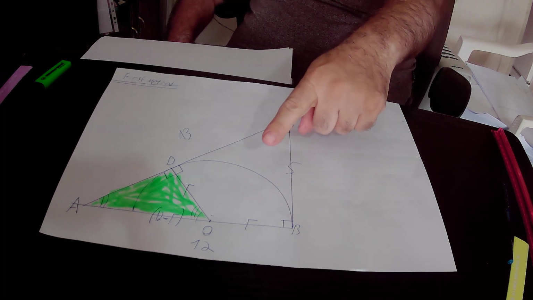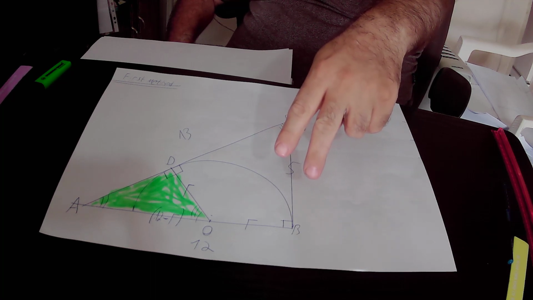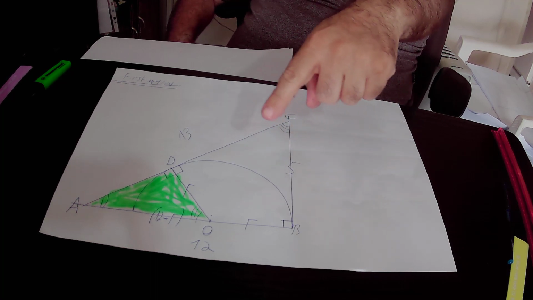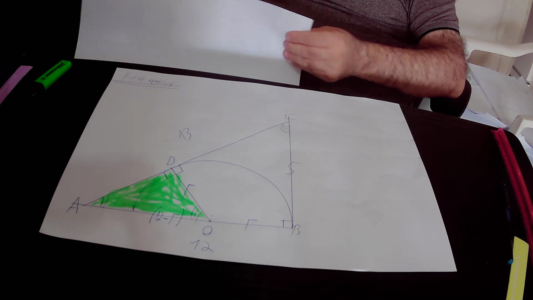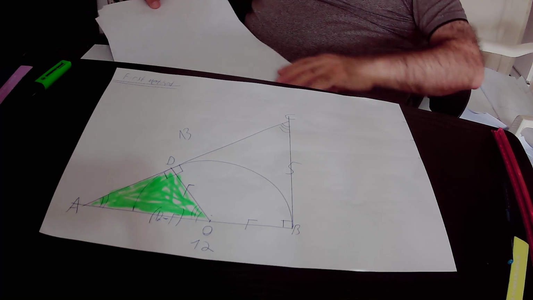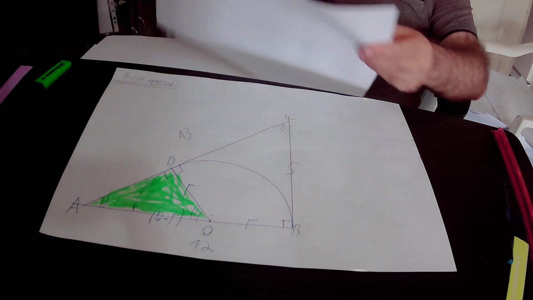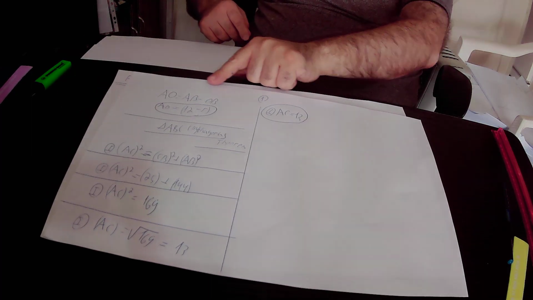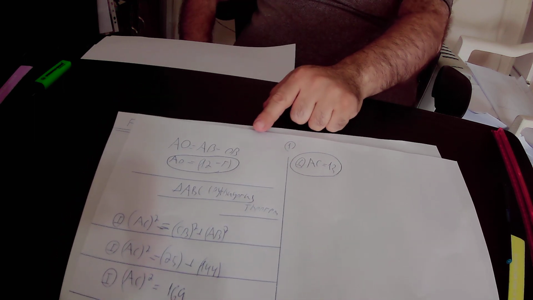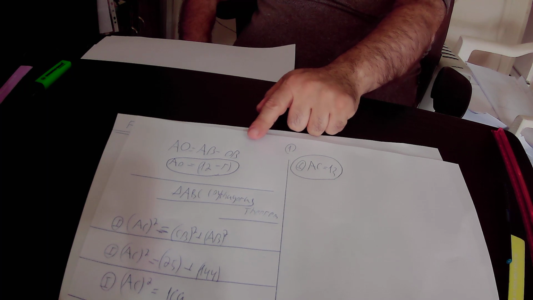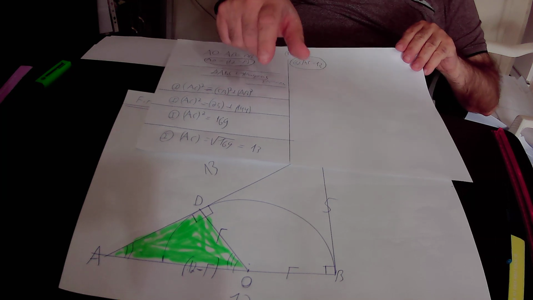We defined the center of the semicircle as point O. OB is the radius. And AO equals AB minus OB. Again, line segment AO equals AB minus OB. AB equals 12 units, OB equals R, so line segment AO equals 12 minus R.